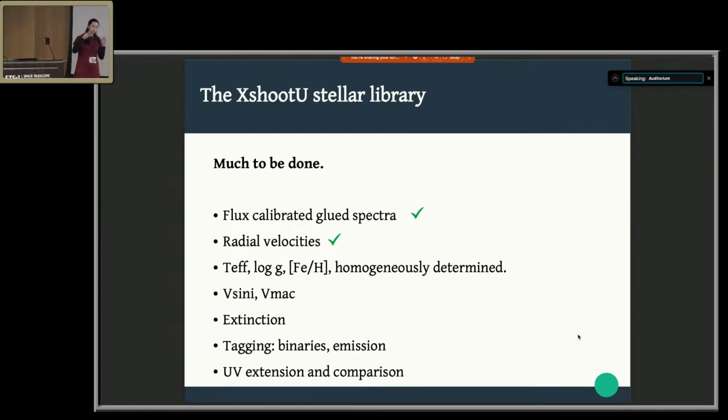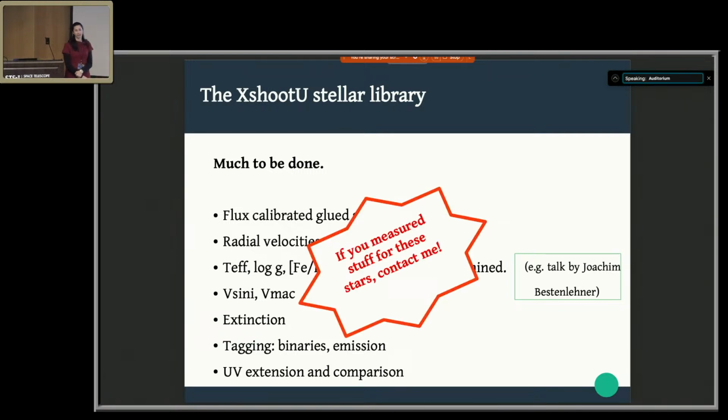The ideal thing would be to extend the optical up to the UV, because for younger stellar populations, this is what we want to do. So Joachim is going to help me with that, because as he presented, he's determining a lot of these parameters. But if you're working either in the X-Shooter data or Ulysses data or both, and you measured anything, let me know, because what I'm going to try to do is to homogenize everything.